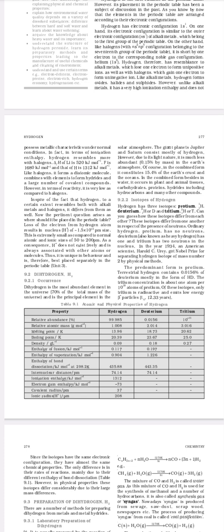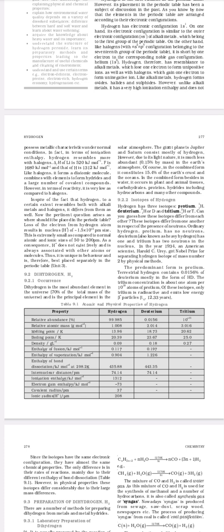Ordinary hydrogen, protium, has no neutrons. Deuterium, also known as heavy hydrogen, has one, and tritium has two neutrons in the nucleus. In the year 1934, an American scientist, Harold C. Urey, got the Nobel Prize for separating the hydrogen isotope of mass number 2 by physical methods.